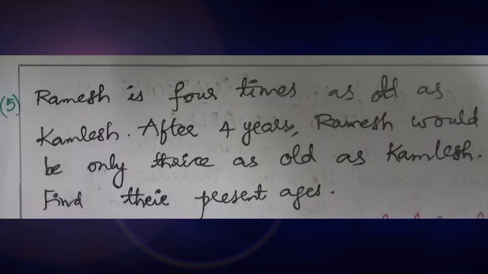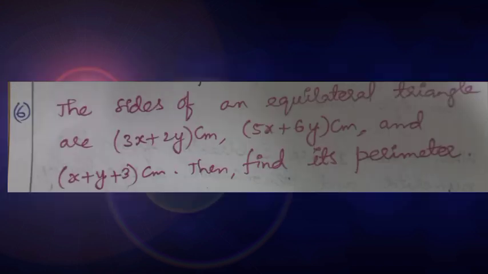Next, coming to the fifth one: Ramesh is 4 times as old as Kamlesh. After 4 years, Ramesh will be only thrice as old as Kamlesh. Find their present ages. Previously we went through numbers, fractions and angles; like this, various problems. Now this problem is connected to the ages of persons. Let the present ages be A and B and proceed with the problem. Two equations we are going to get. Next, solving, we are going to get their present ages.